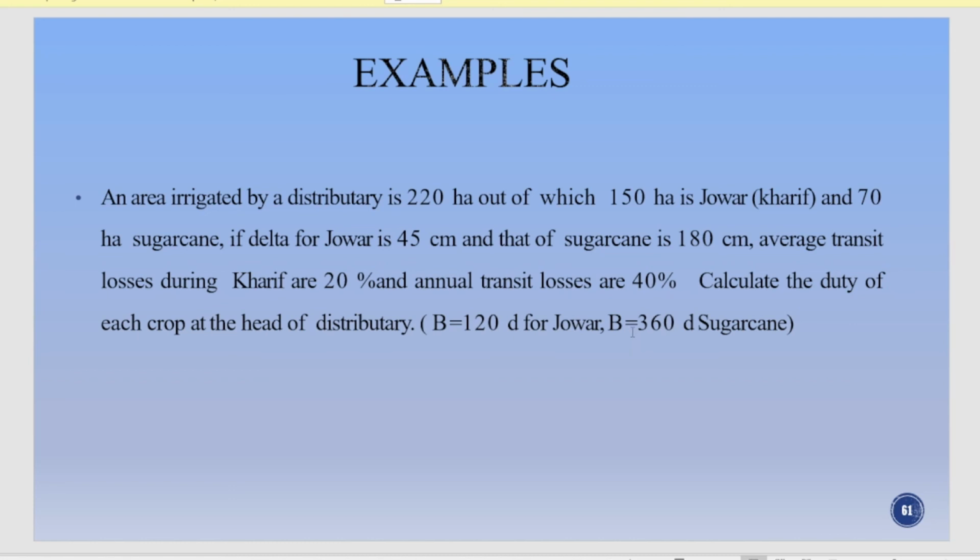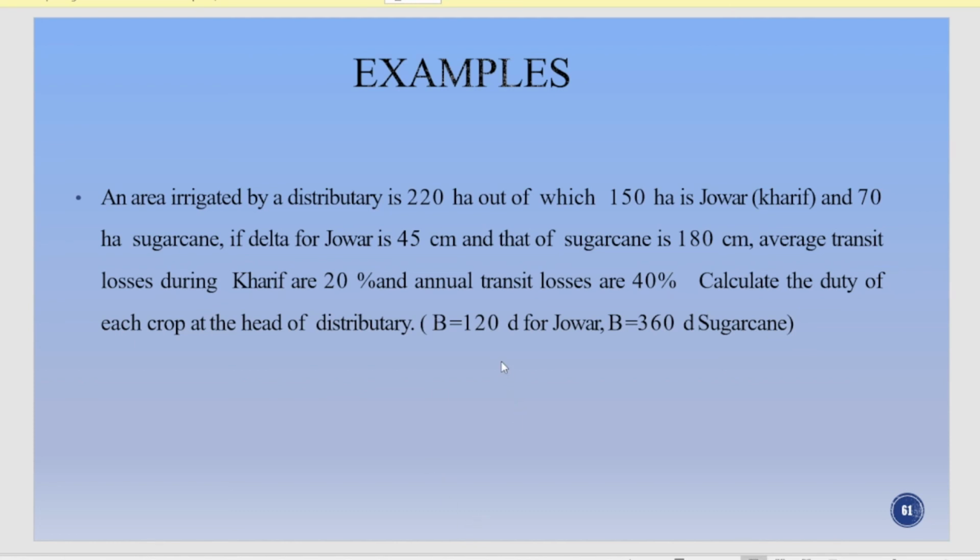Anyhow, first let us try to understand what this problem is. An area will be irrigated. The total area that will be irrigated is 220 hectares, but all the area will not be irrigated with the same crop. There are two types of crop. One is the crop which is grown for an entire year. The other crop is grown for only kharif season, which is of 4 months, right? So in those 4 months, 150 hectares of land will be grown by jowar, and the remaining 70 hectares will be grown by sugarcane, which will be grown for an entire year.